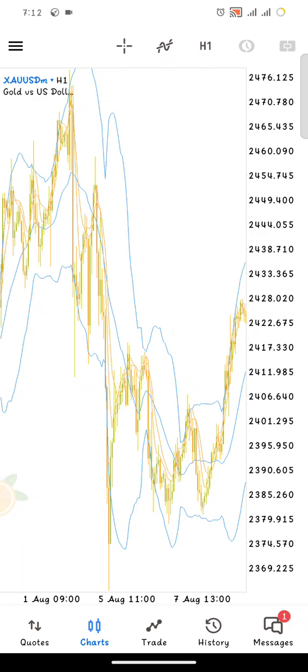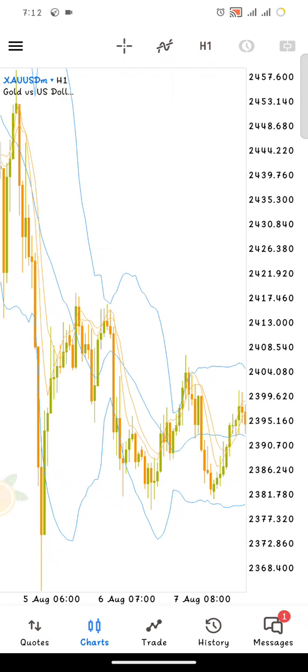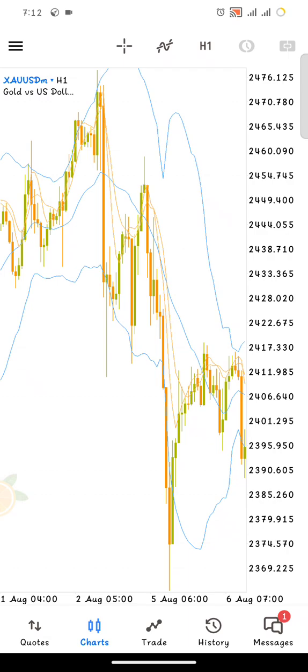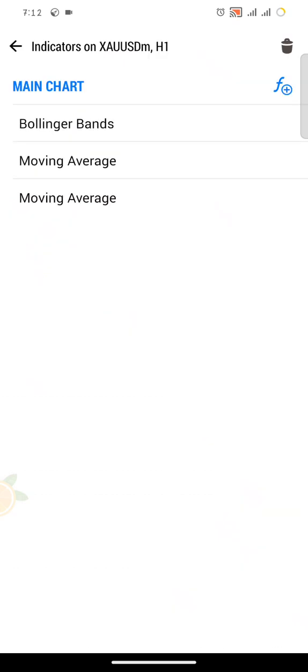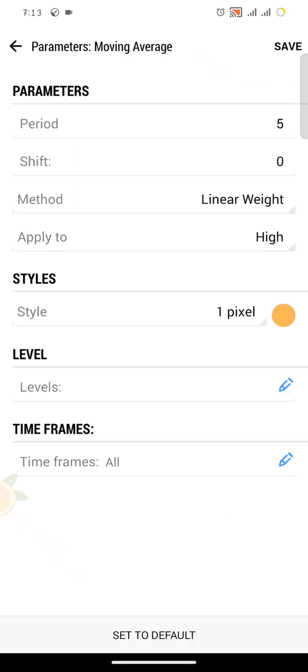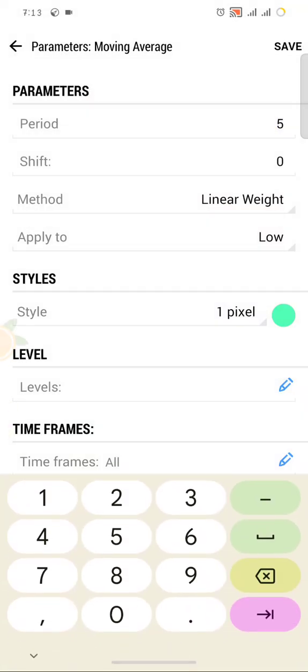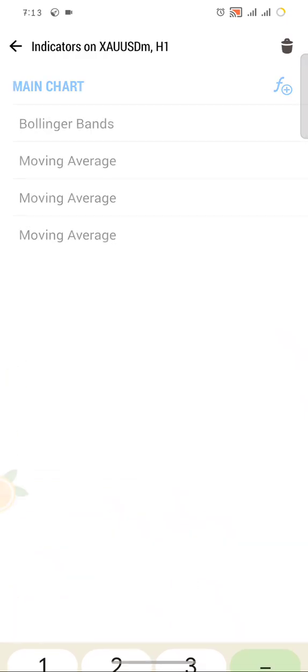So let's add more, which are going to be below the candles. You can see this one is on top. So we go back to indicators, we add a moving average, period 5, linear weighted still the method. This time we apply to low because we want it to be at the bottom of the candles. And then the color, we shall change it to green, and then we save.